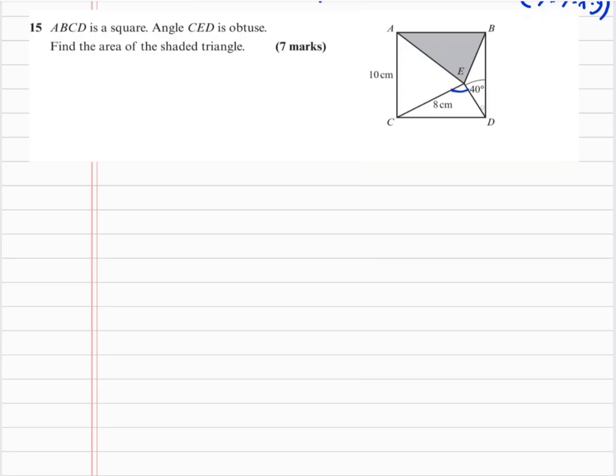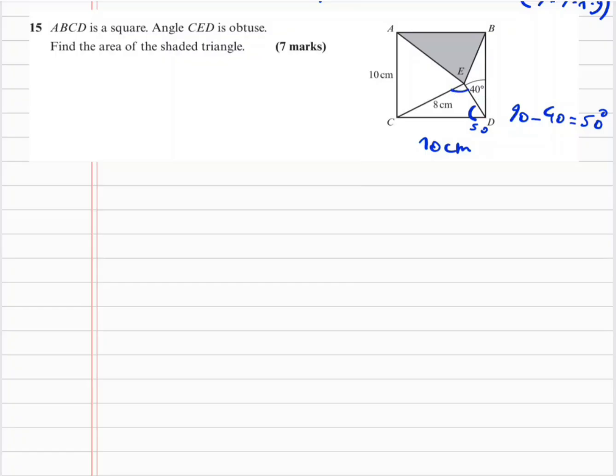We are given this part of angle D, which is 40 degrees. Therefore, this angle is 90 minus 40, which is 50 degrees, because this is a square and it's a right angle. So in this triangle, we have this angle, which is 50 degrees, and we have this side length as well. Another fact is that DC is also 10 centimeters because this is a square. Now that we have three components, we can use the sine rule to find this angle here, angle CED.